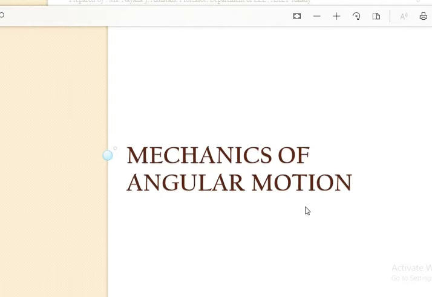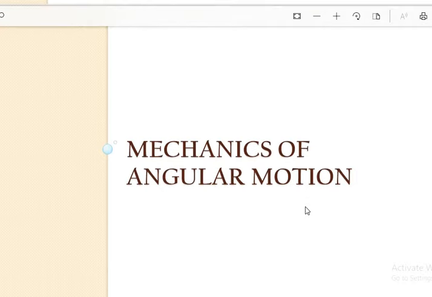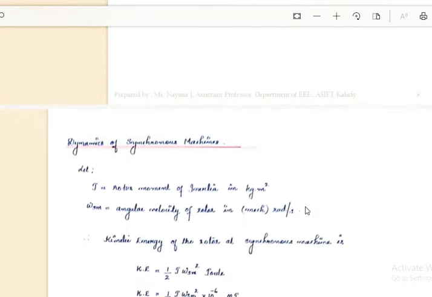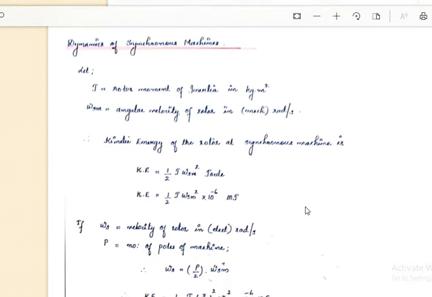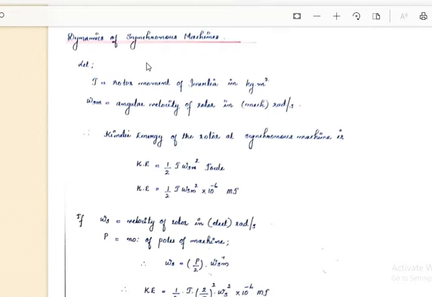Now we will move on to the mechanics of angular motion, or the factors that we need to be thorough with before proceeding to different aspects of power system stability. Angular motion is associated with the synchronous machine.